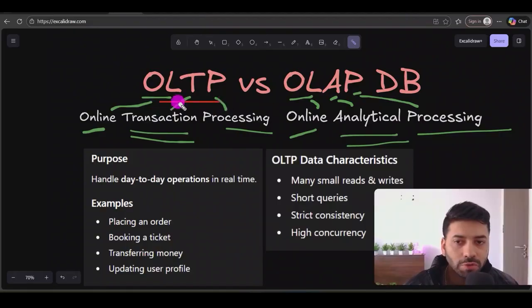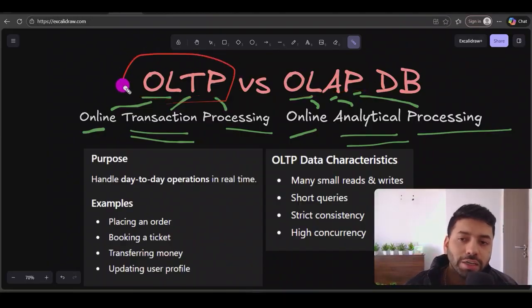If we talk about some of the characteristics of OLTP, we will have many read and write operations, short queries, and we will require consistency and high concurrency. Both the SQL and NoSQL databases that we discussed can be part of the OLTP category. This is not a separate database; these are just categories. So in OLTP, both SQL and NoSQL databases can come, which handle your day-to-day operations, right?